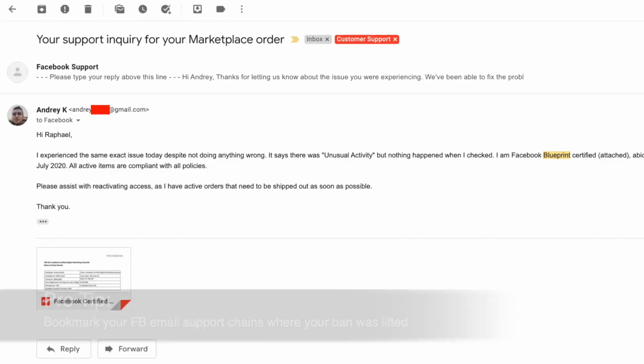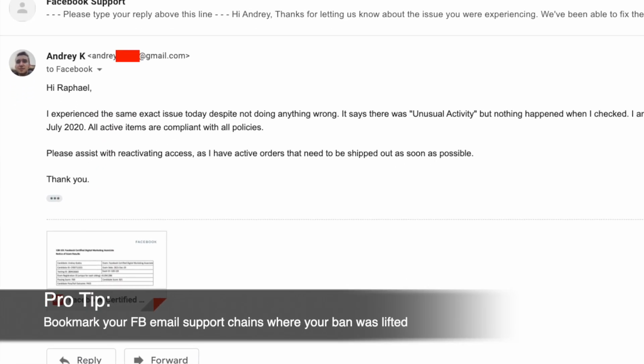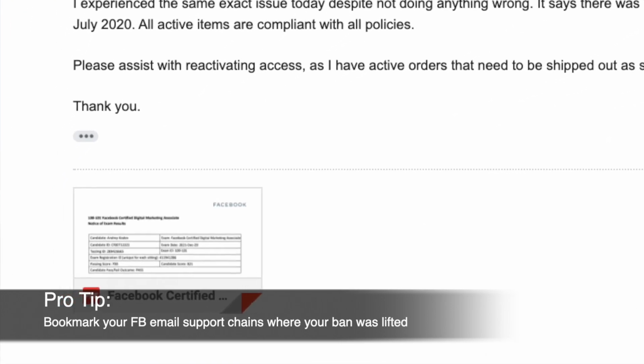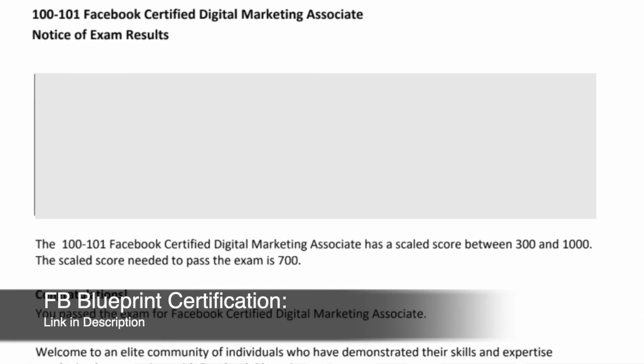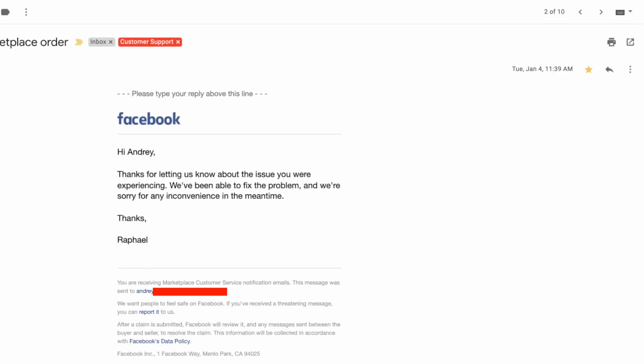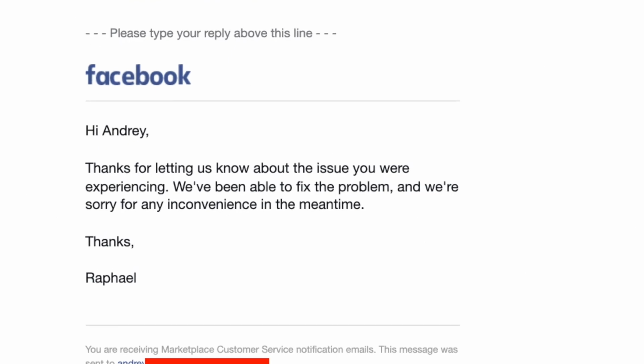So what I did, I used one of the old email chains where an agent previously helped me, and I sent him the blueprint certification, which is actually the method that allowed me to get it unrestricted. And the next day, or rather even in the same day, he messages back saying the issue was fixed. So problem number one solved.